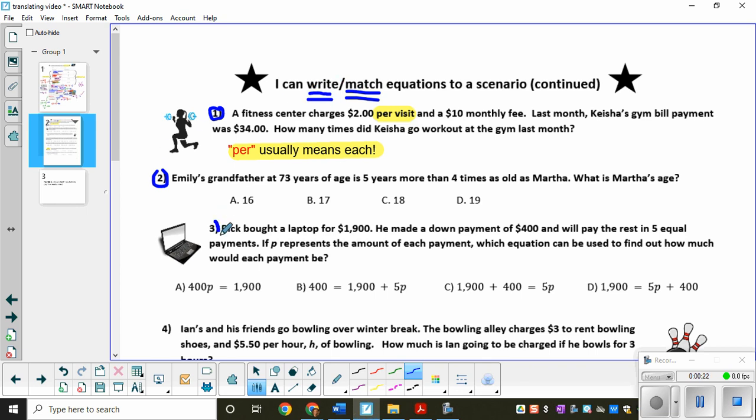And then you can see for a problem like number 3, that's where we might have to match one of these equations to the scenario. So that's what we mean by trying to write our equations or match the equations to the scenarios, all right? So we're going to dive on in here with number 1.